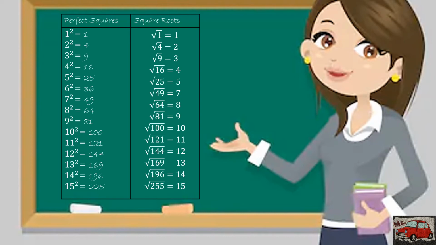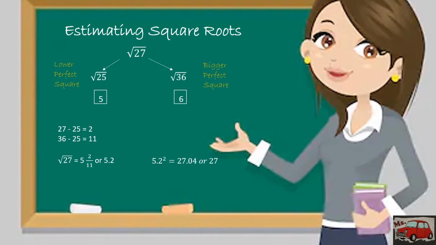Okay? Okay, so let's try to get the estimated square root of a number, especially if that is not a perfect square. So in this case, I have 27. So let's try to get the estimated square root of 27. So first, we need to identify the lower perfect square before that 27 and the bigger perfect square after that 27. And then we have 25 and 36. The square root of 25 is 5 and the square root of 36 is 6. Okay? So our assumption, the square root of 27 is just between 5 and 6.